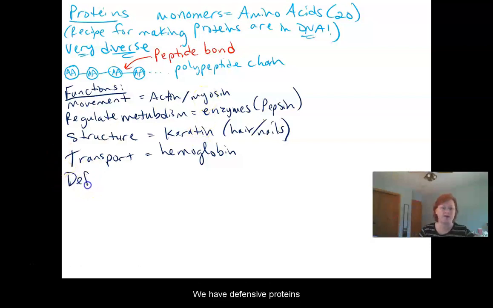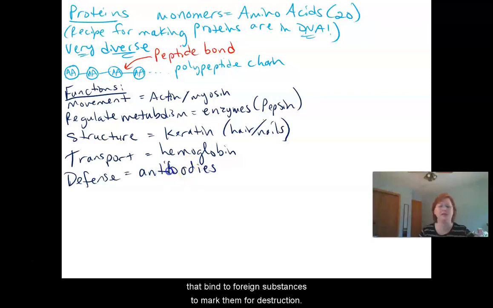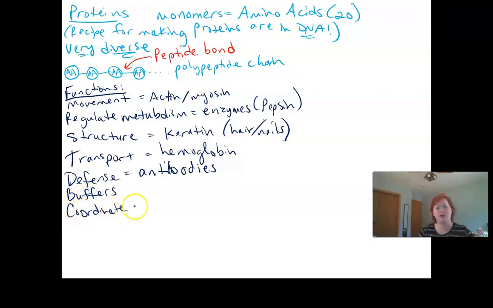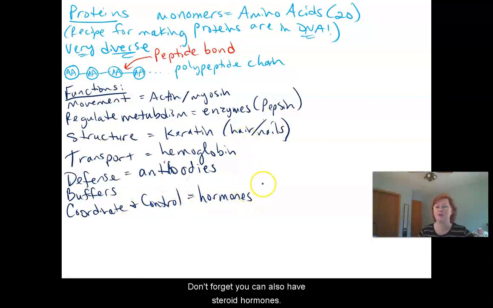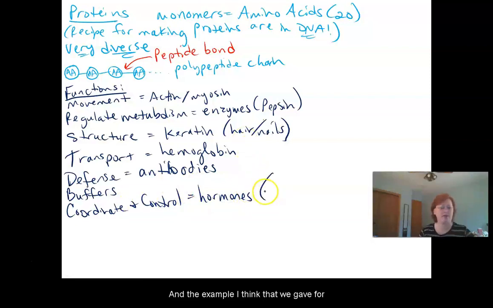We have defensive proteins, like antibodies, that bind to foreign substances to mark them for destruction. We have buffers, and we didn't discuss any specific types of proteins that do that. And then we have proteins that do coordination and control, and these would be protein hormones. Don't forget you can also have steroid hormones. And the example I think that we gave for a protein-based hormone would be things like insulin, or growth hormone is another.